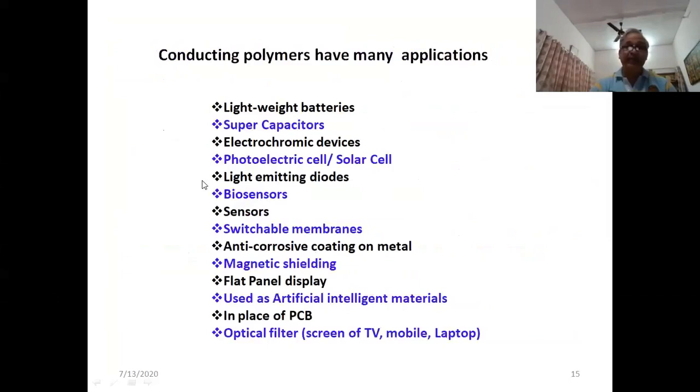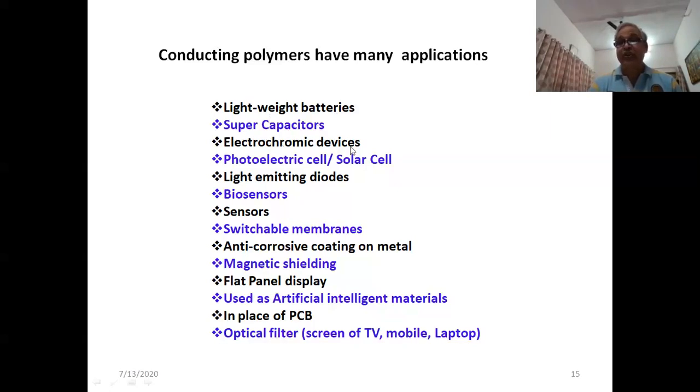There are many examples of conducting polymers. They are used as lightweight batteries. Now that the e-vehicle is launched, the main problem is the battery, because the battery weight is very high. Currently lithium batteries are used, and their weight is bulky and high. So we can use conducting polymers as a battery, which is lightweight, and they are also used as a supercapacitor.